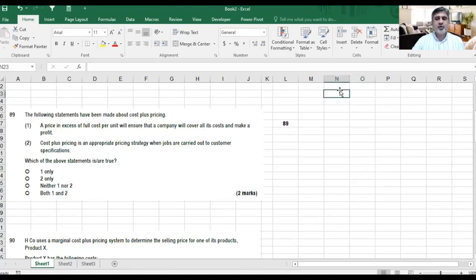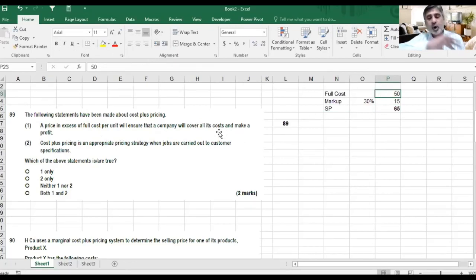So you say that my full cost, let's suppose, full cost means absorption cost, okay? You say my full cost is $50 and then I put my markup, which is, let's suppose 30%, which is 15. And I put my selling price as $65, okay? So it says that a price in excess of full cost, price which is 65, which is in excess of full cost 50, will ensure that the company will recover all its cost and make profit. Is it true or false?